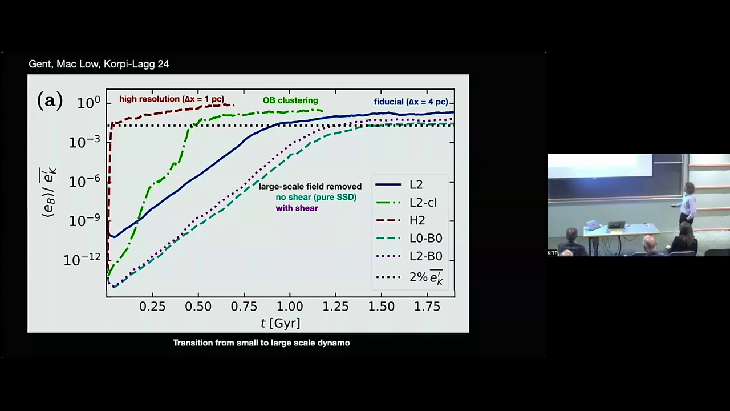And we actually tested what happens if you take out the large-scale field, so that we can look at the pure SSD. Without shear, there's actually less magnetic energy than there is with shear. The SSD is actually, if you compare apples to apples, stealing energy from the large-scale dynamo.